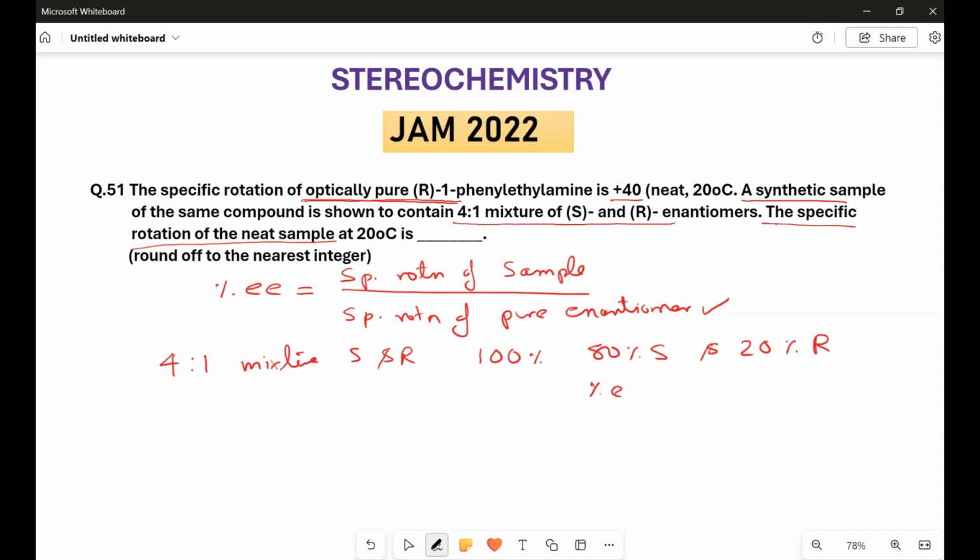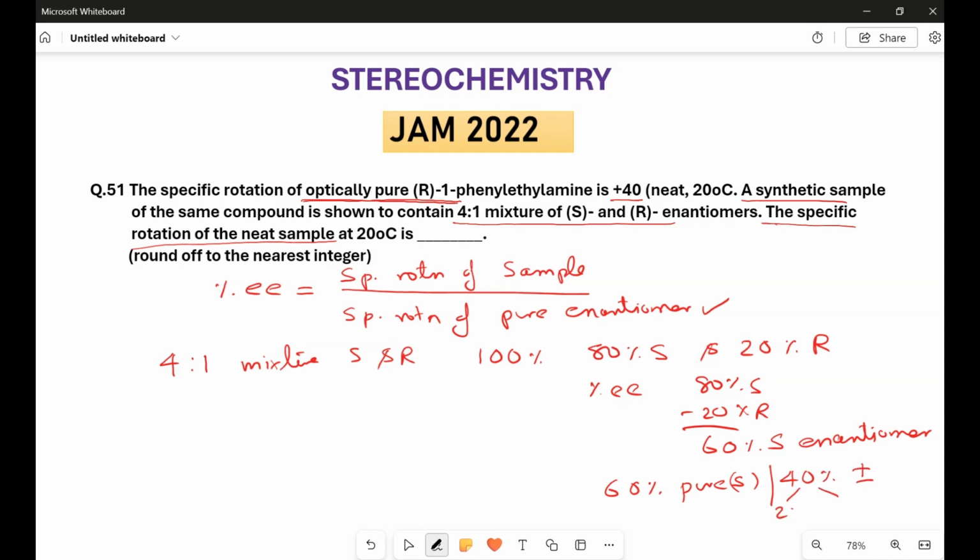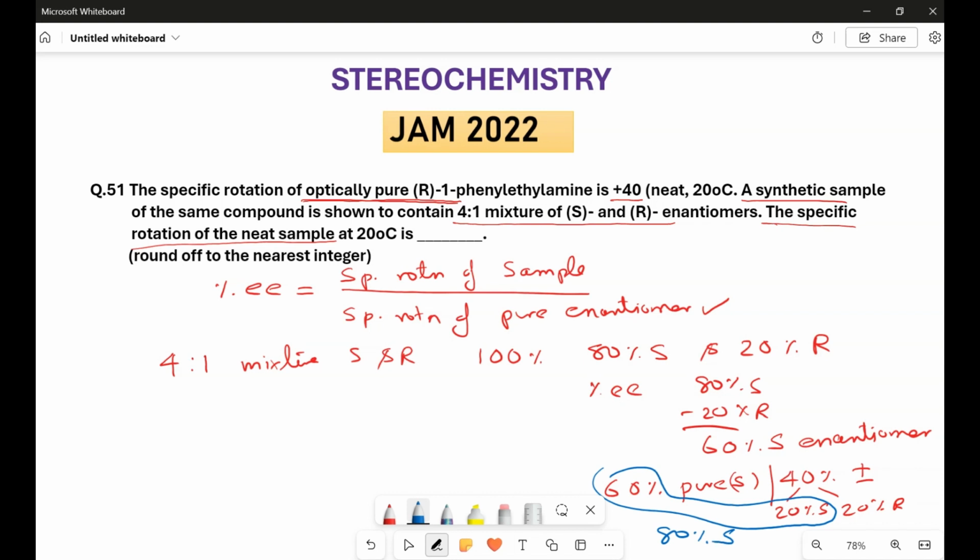So what is the percentage enantiomeric excess? 80% S minus 20 percentage of R. That comes around 60 percentage of S enantiomer. That is, I have 60 percentage of pure form of S and the remaining 40 percentage is racemic compound. Among the 40, I have 20 percentage S, 20 percentage R. So now add on this 60 plus 20. How much does it come? It comes to 80 percentage of S. So 80% S, 20 percentage of R.